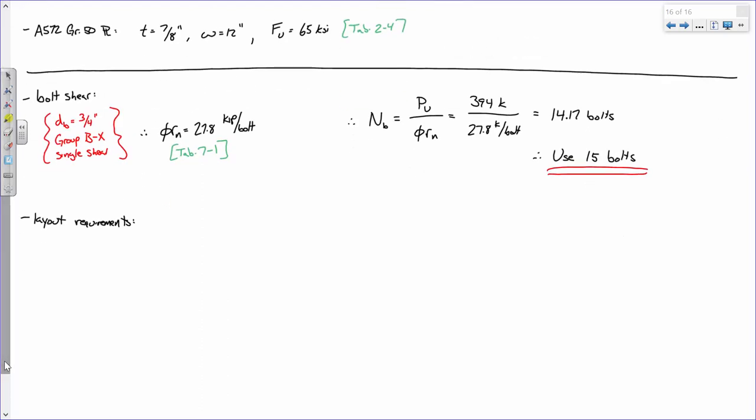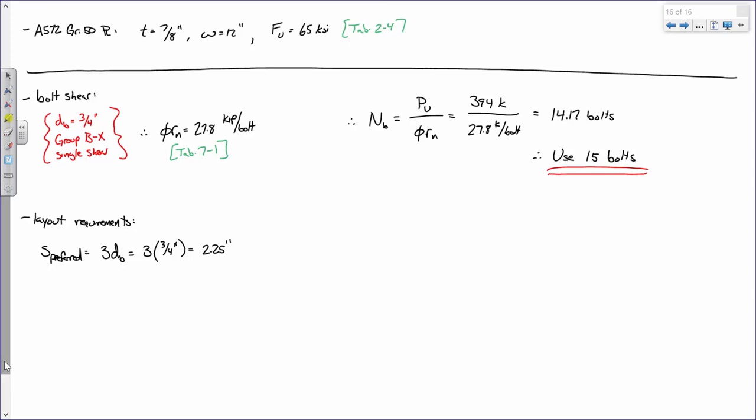Do you want to use S-min or S-preferred? I don't care, it doesn't matter. You want to use S-preferred? He prefers to use S-preferred, so we're going to use S-preferred. So that's 3 times the bolt diameter, so 3 times 3/4 of an inch, so 9/4 or 2.25 inches.